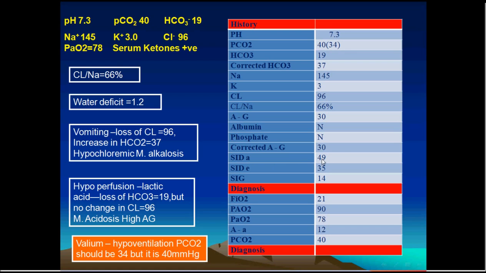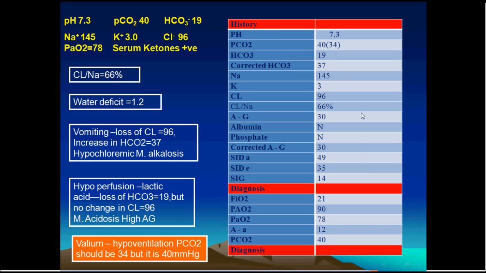It was a normal anion gap metabolic alkalosis, but later developed some problems with hypoperfusion, with loss of bicarbonate, to develop high anion gap metabolic acidosis. When you look at the strong ion gap, it should be 0. It is 14 because of the presence of lactic acid. The strong ion gap is the difference between the strong ion difference and the buffer base, and it is 14. So this is a clue for what happened to this patient.